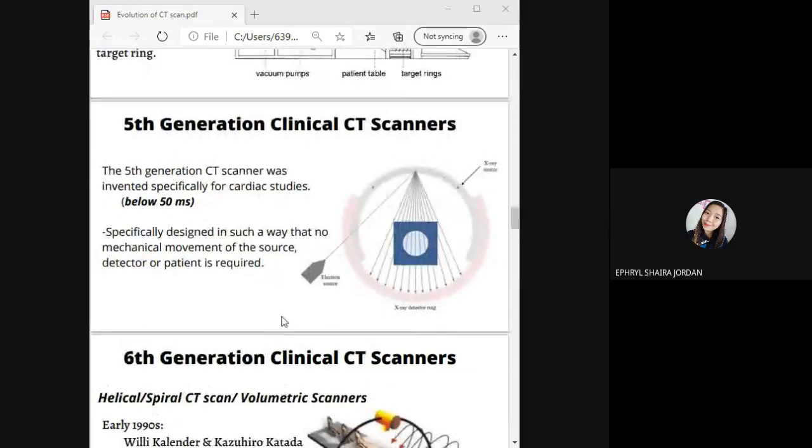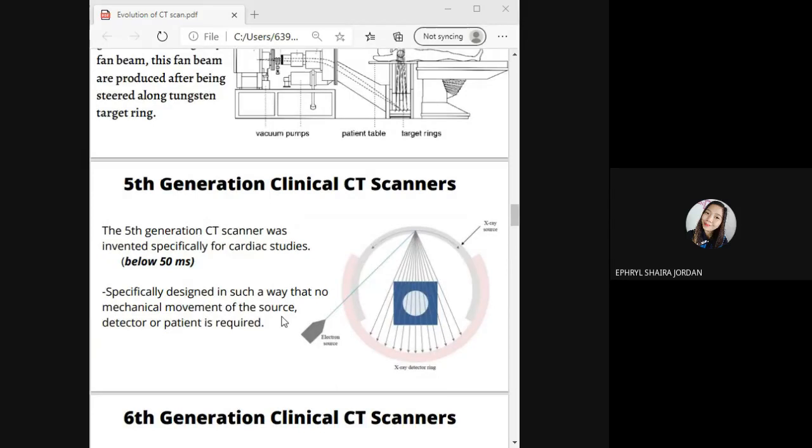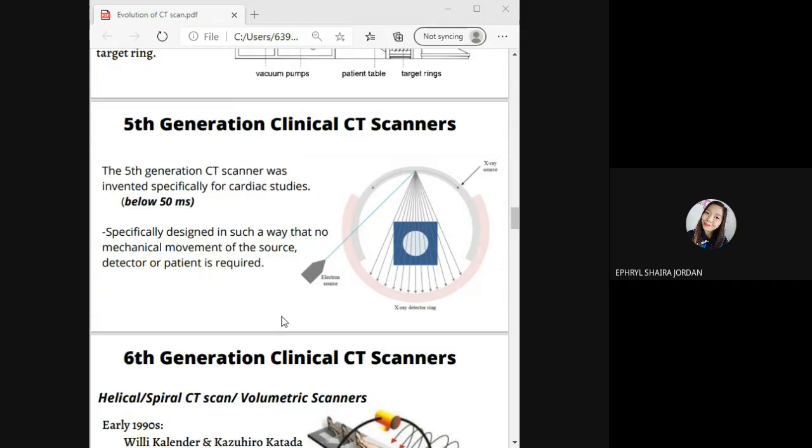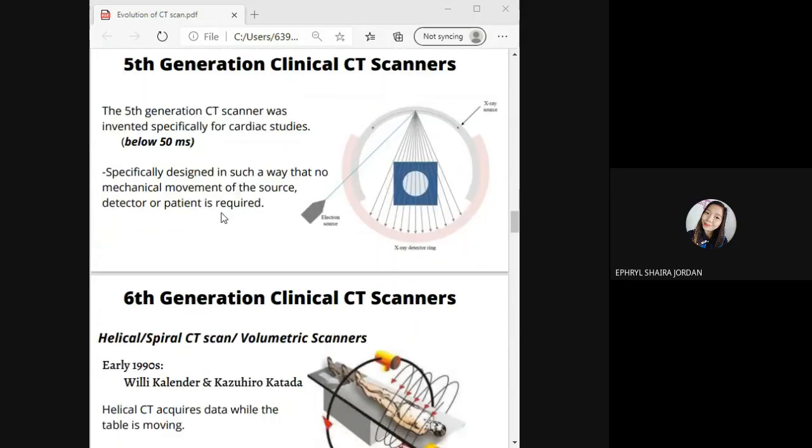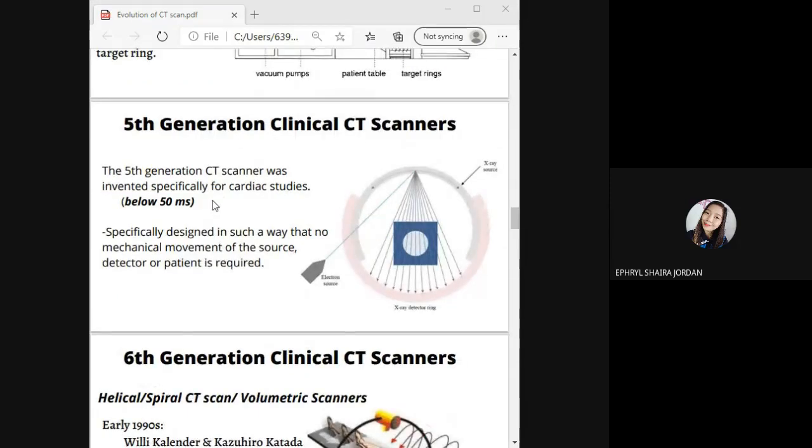So, yeah. The fifth generation CT scanner was invented specifically for cardiac studies. So, yan ang kanyang design. It is specifically designed in such a way that no mechanical movement of the source, detector, or patient is required. So, steady lang ang fifth generation CT scan. So, ang gina-require na time to snapshot a cardiac motion is below 15 milliseconds. So this machine or this generation is capable of that. Okay.